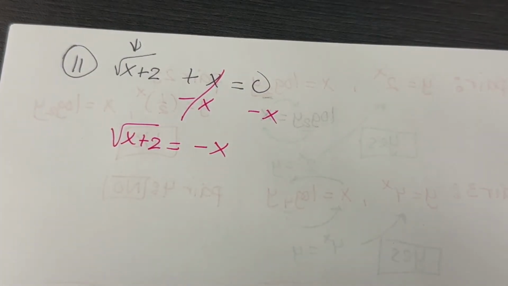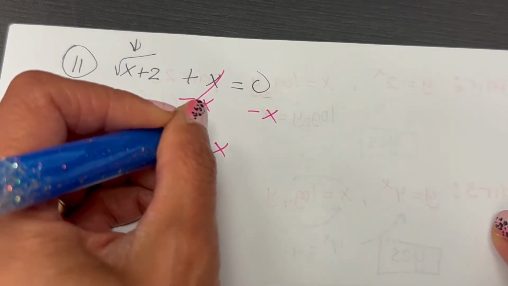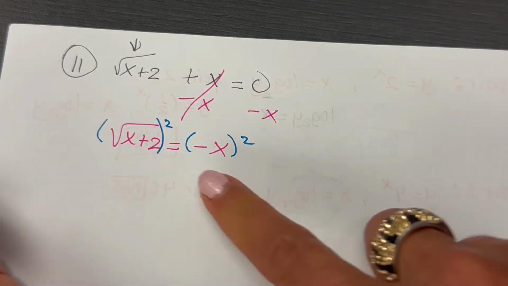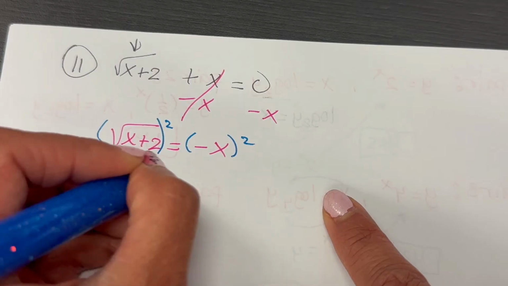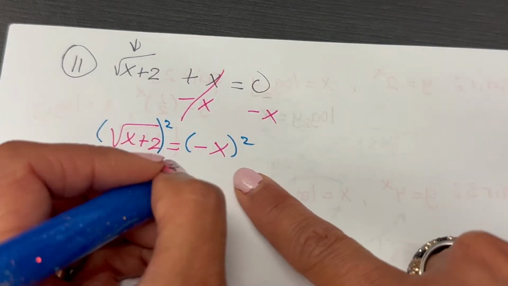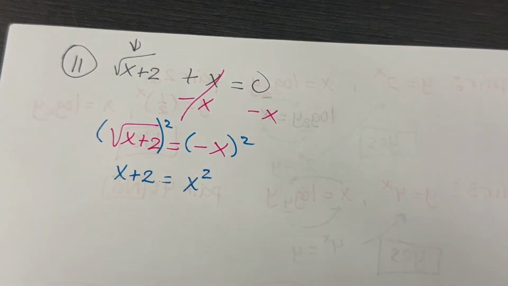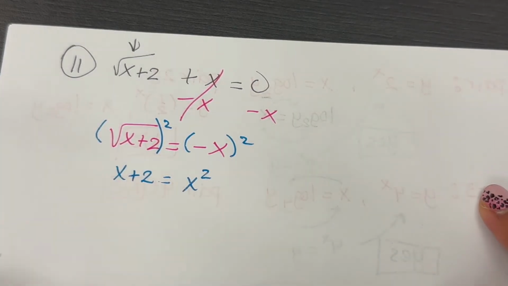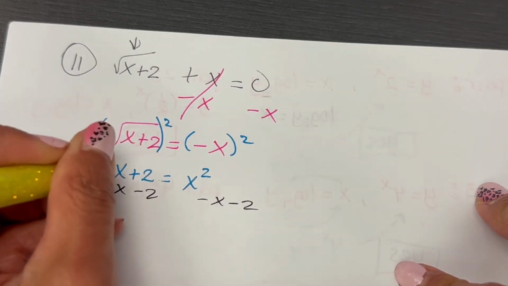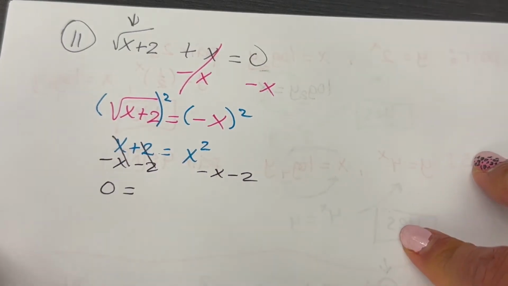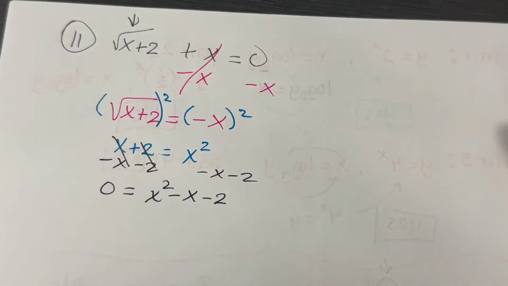Then I need to undo the radical. The opposite of a square root is squaring. So I need to square both sides, including that negative in front of the x. When you square a square root, the stuff inside comes out. Negative x times negative x is a positive x squared, because a negative times negative is positive. Anytime we get an x squared, we need to get everything over on the same side as it. So I need to subtract the x, subtract the 2 from both sides, because I want 0 on that left-hand side this time. So x squared minus x minus 2, and we're going to product-sum this out.